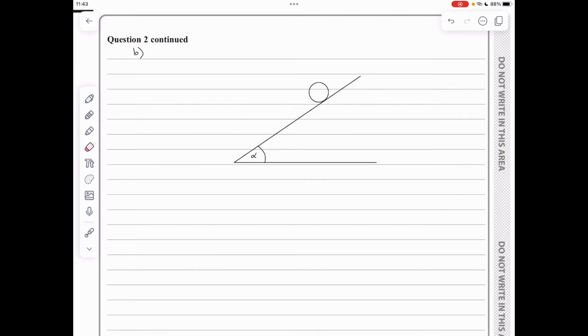I'm adding the weight 5g, which I will resolve perpendicularly as 5g cos alpha and along the plane as 5g sine alpha. We then have the reaction because of the contact of the particle with the plane, and since this is going down the plane, we've got a frictional force pointing up the plane, which has reached a maximum friction, which is mu r, and we've got acceleration down the plane.